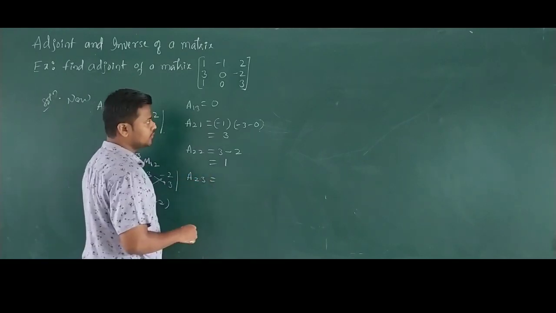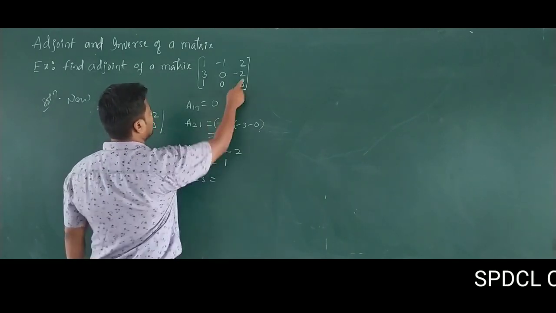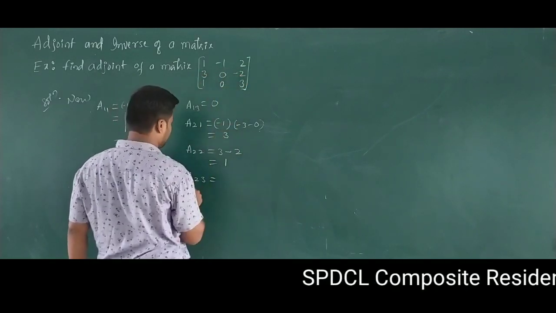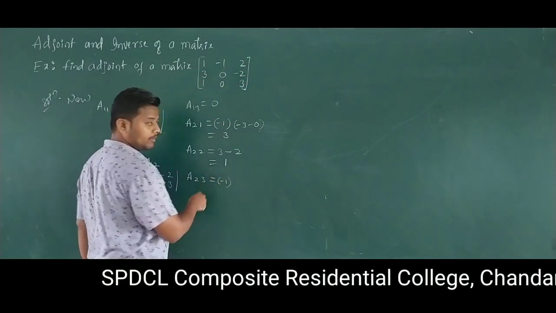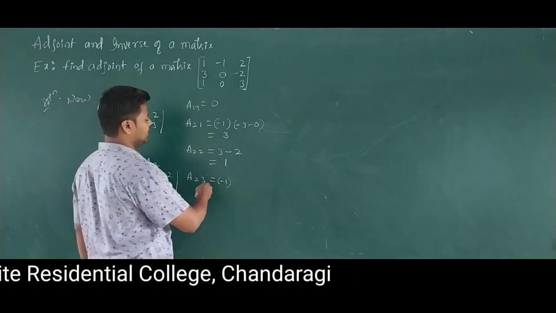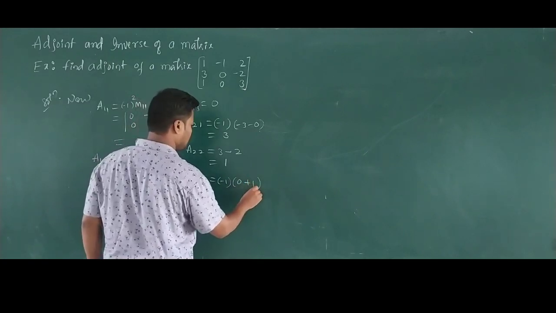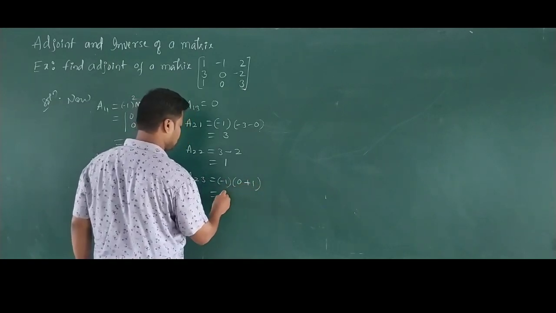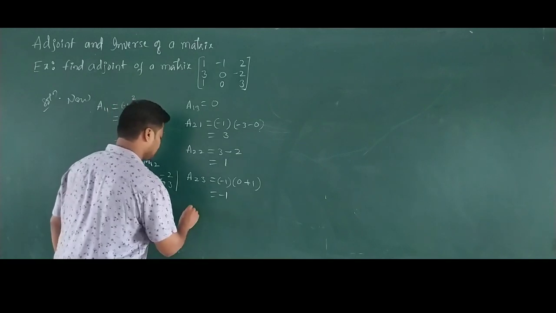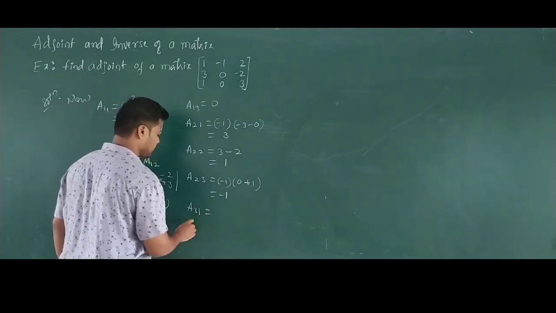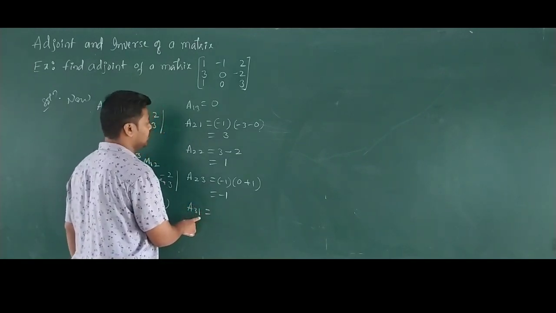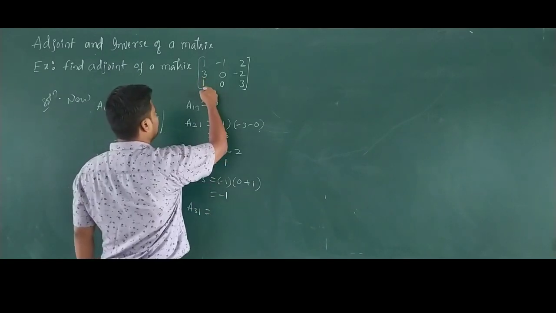a23 equals a2, the element's row and column removed, so minus 1 to the power 2 plus 3, that is 5, gives minus 1. Remaining: 1 minus 1, 1 0, 1 into 0, 0 minus 1 into minus 1, minus into minus plus, so 1. This is minus 1 into plus 1, minus 1. So a31 equals 3 plus 1, 4, plus, leave it.